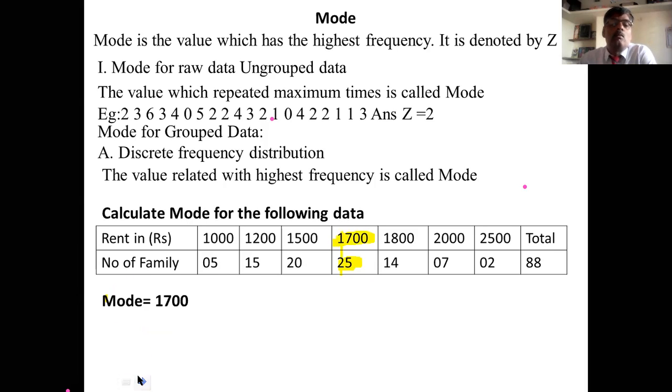1700 is called the mode. Therefore, mode is equal to 1700. In this way, you calculate mode for the discrete frequency distribution. This is the second method. In the first method, only numbers are given. You see which number appeared the maximum number of times; that is the mode.